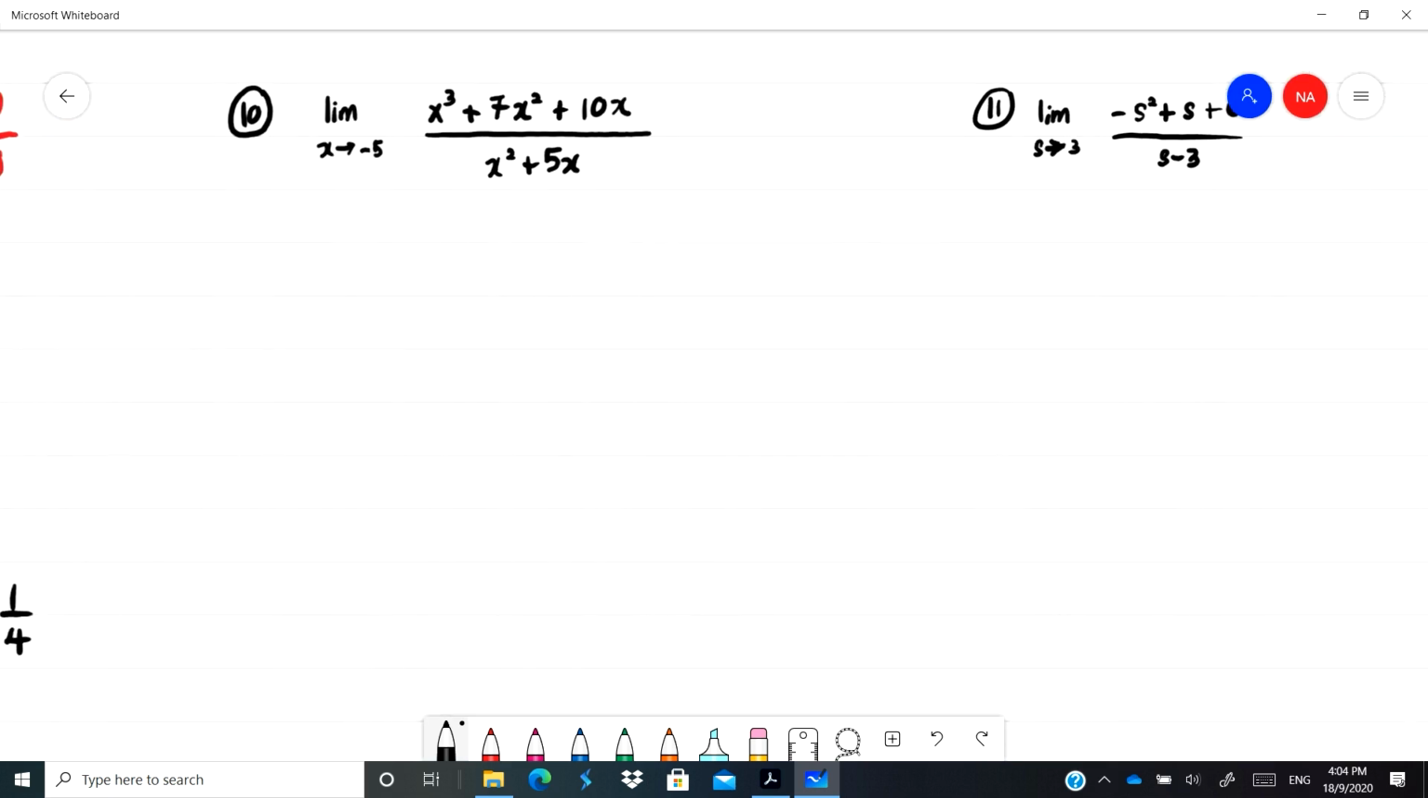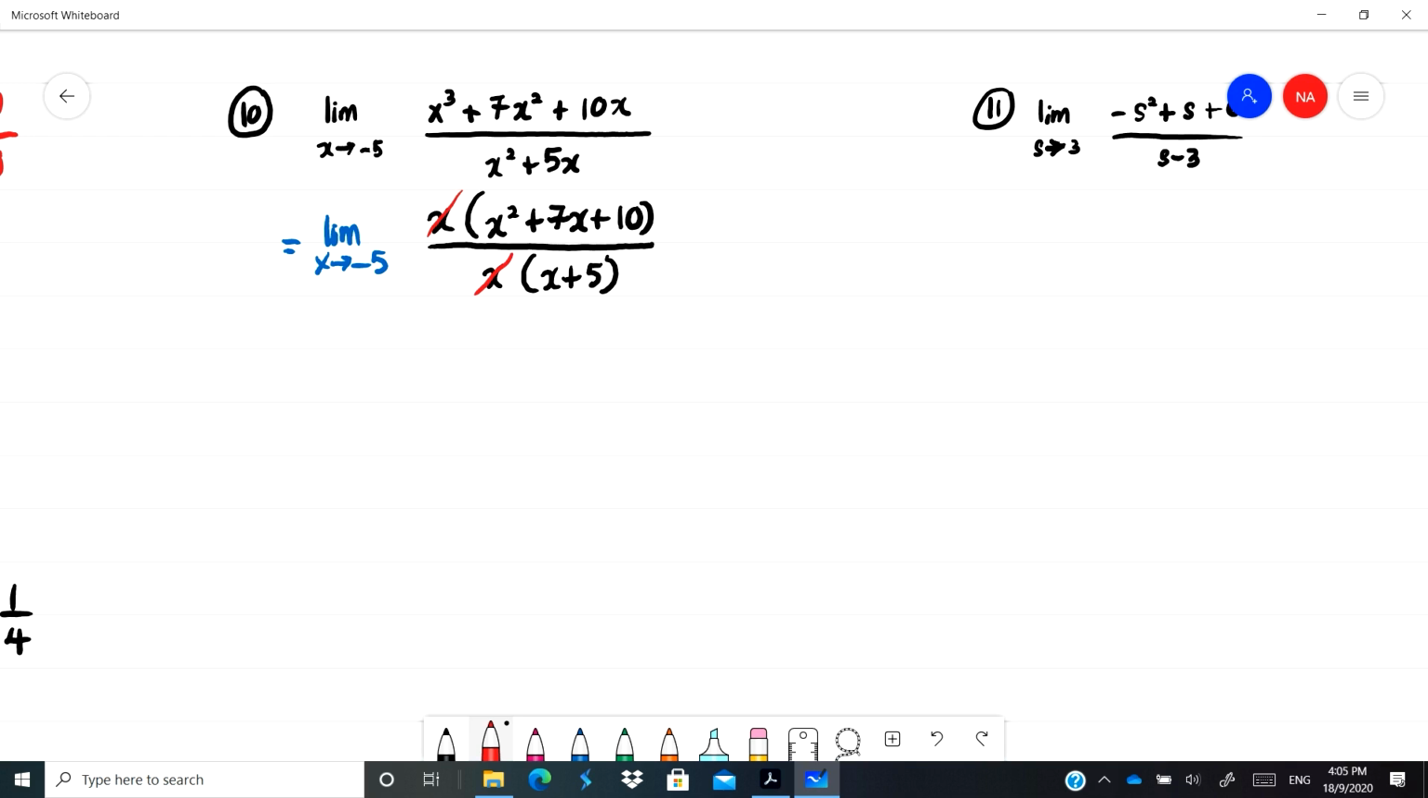All right, so number 10. If you take the limit as x approaching negative 5 here, you have x cubed. Because each term contains x, you can try to factorize x first. Please write the limit first: limit as x approaching negative 5 of x times x squared plus 7x plus 10 over x plus 5. Please cancel this x first, and you are still left with this.